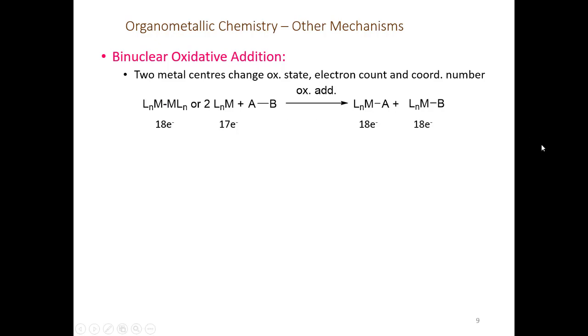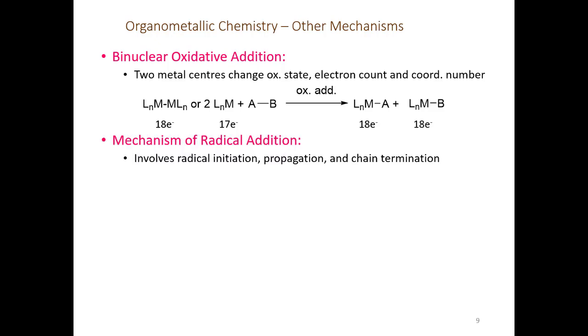So overall, for a binuclear oxidative addition, you do get a 2 electron reduction of AB, and you do form two metal ligand bonds with A and B. The difference is the electrons come from two metal centers, and A becomes coordinated to one metal center and B becomes coordinated to the other.